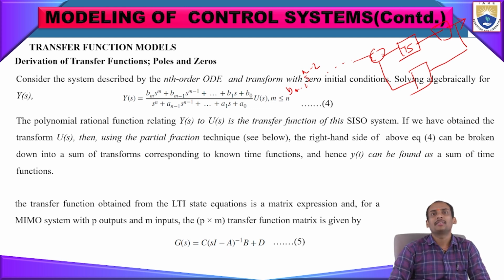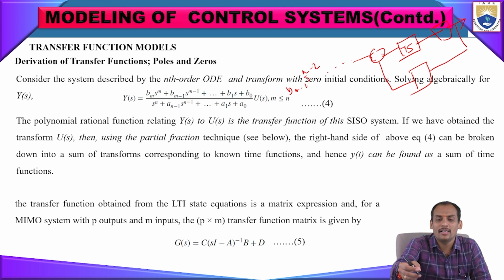So the polynomial function Y of s to U of s will give the transfer function that will have a SISO system. This SISO system means what? Single input, single output, like this one. Like this is a single input and this is a single output, where there will be one feedback system also. So this is a SISO system.